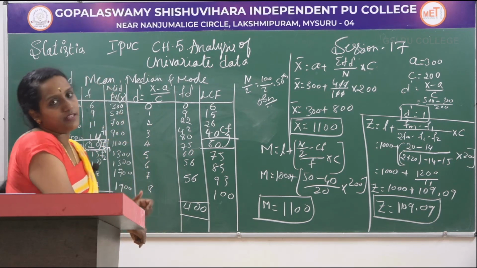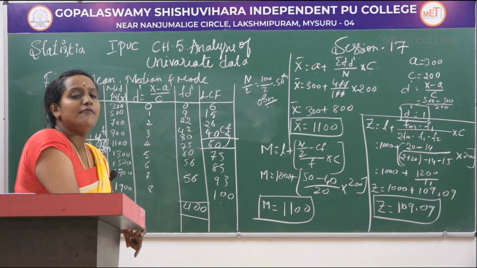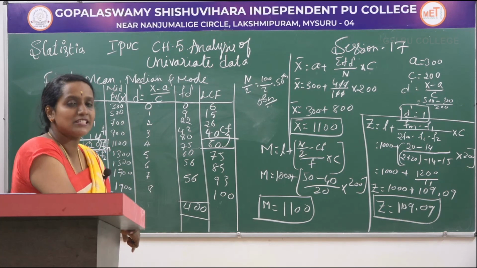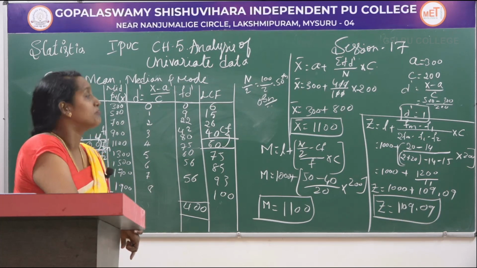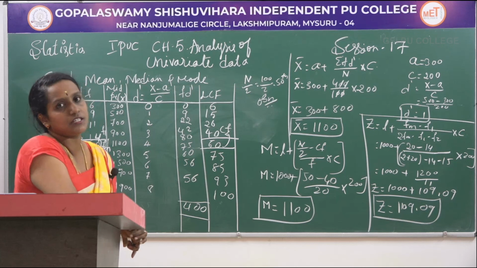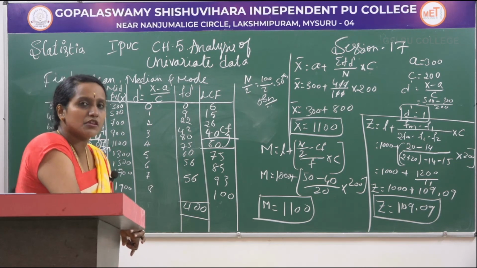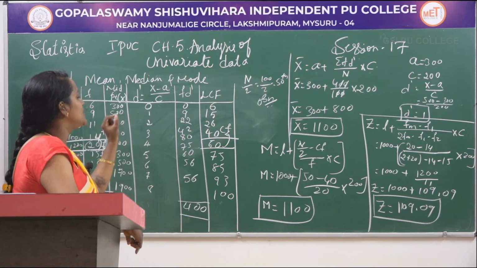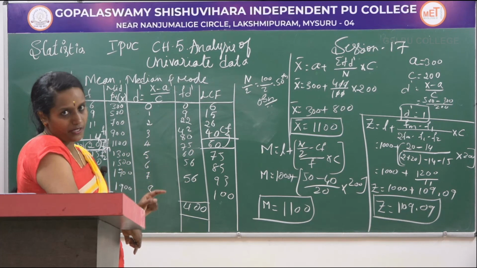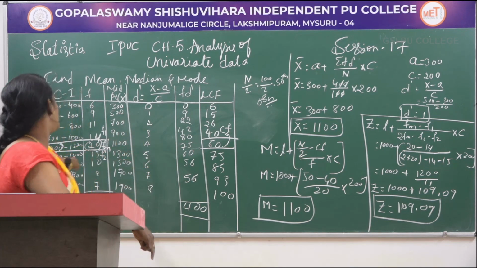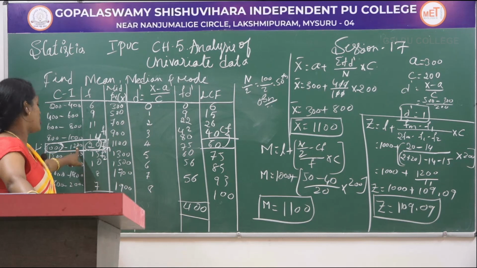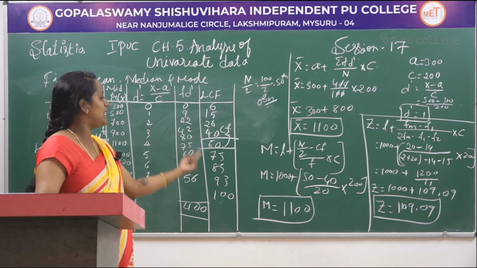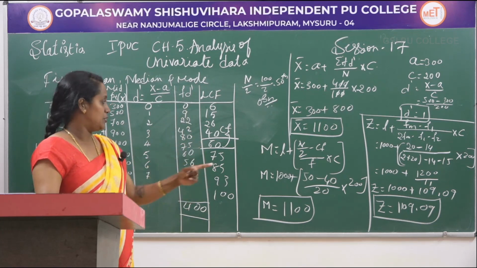After finding the LCF, the next step is to find the median. We have to find n by 2, that is the middle value, to decide which class interval we have to take. After finding n by 2, the observation is the 50th observation. The 50th observation we have to look for in the LCF. For this particular problem, the 50th observation comes in 60, since this is a cumulative frequency, so 60 comes in this class interval, that is 1000 to 1200, and the formula to find the median is L plus (n by 2 minus CF) by f into C.